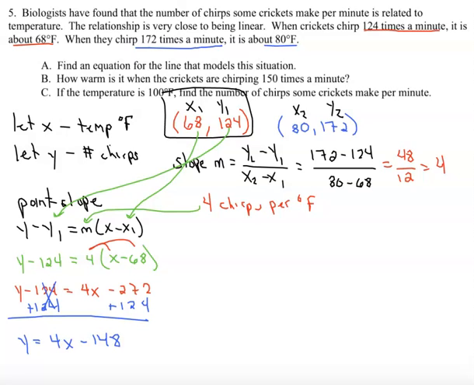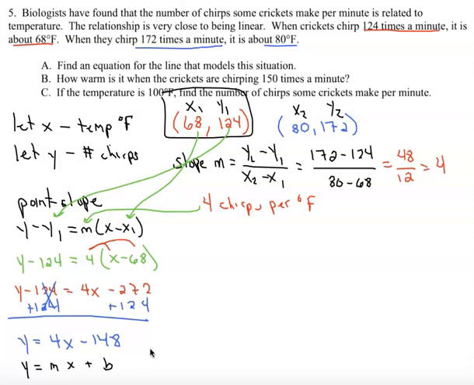I know what the 4 means, right? The 4 is my chirps per degree. What does that negative 148 mean? What's that b value? What does that represent? In my equation, I put this in y equals mx plus b. b is my y-intercept. Okay, great. So m is my slope, b is my y-intercept. What does that represent, the negative 148?